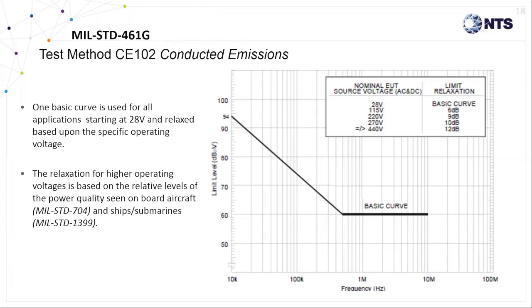Now the CE102 limit is comprised of one basic curve, which is relaxed based on the input voltage level. So for example, the 28 volt system just uses that basic curve here. But if the system is drawing 115 volts, the 115 volt limit would basically relax that 28 volt curve by 6 dB, as well as 12 dB by 440 and so forth.